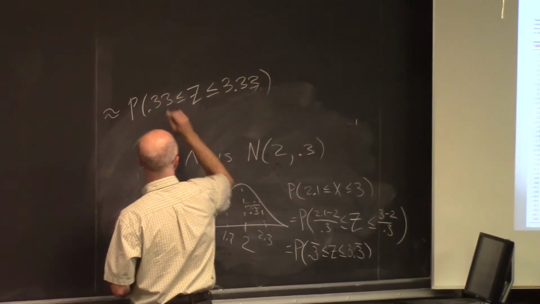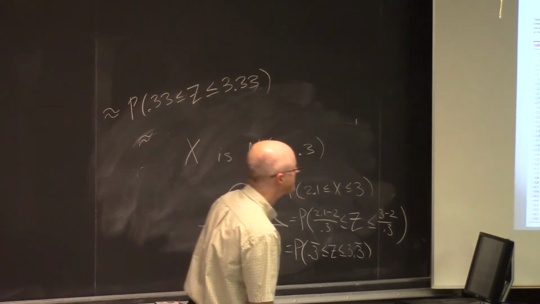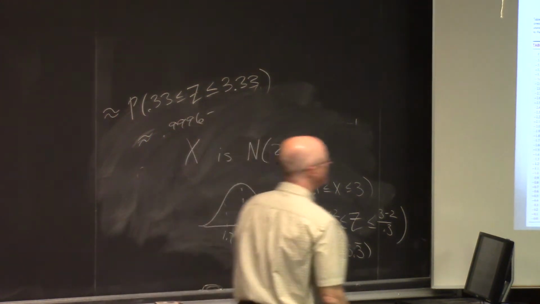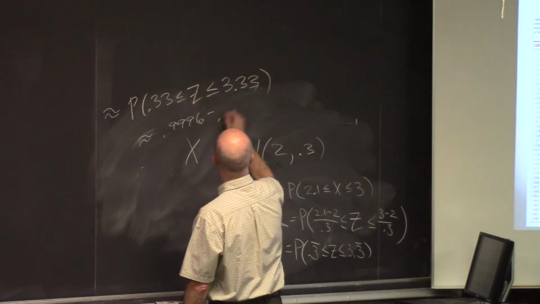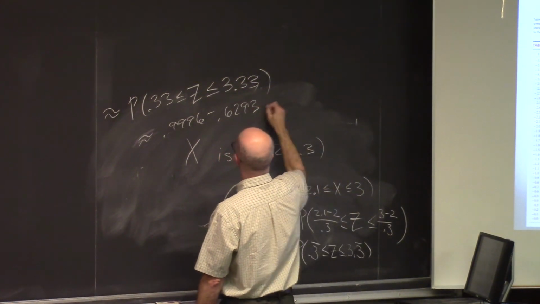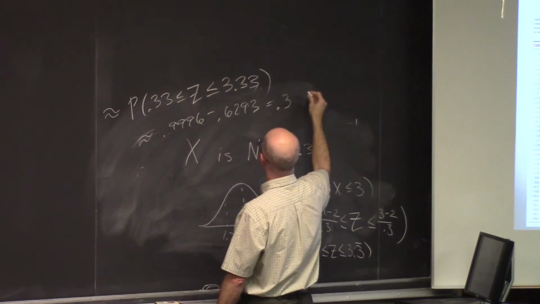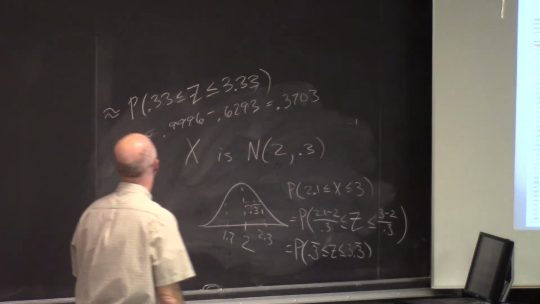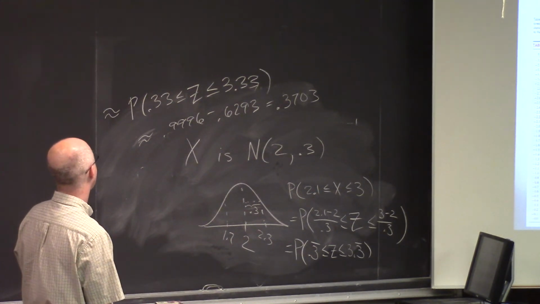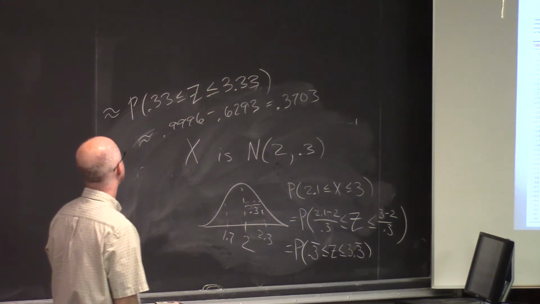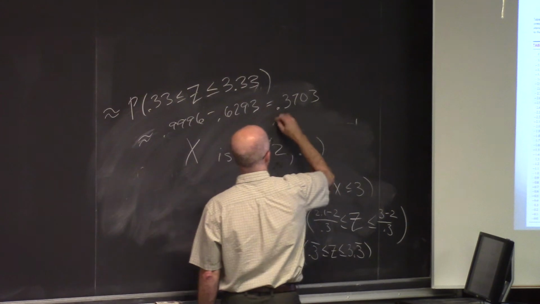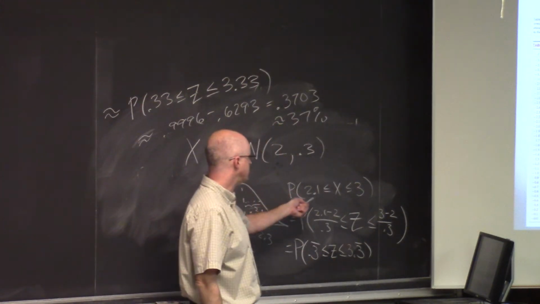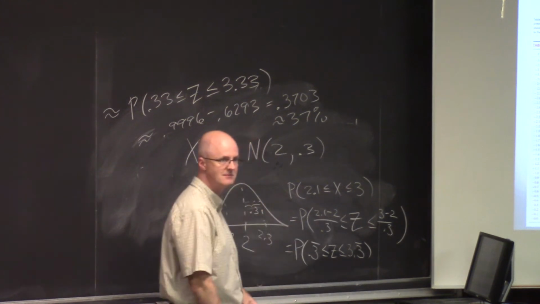So this is approximately, this is all approximations, 0.9996 minus 0.6293. And that's going to be 0.3703, I think. Double check me here. I think that's right. About a 37% chance that a randomly chosen hummingbird is going to have a weight between 2.1 and 3 ounces.